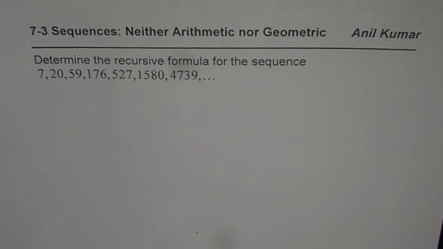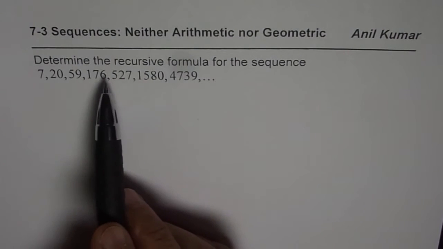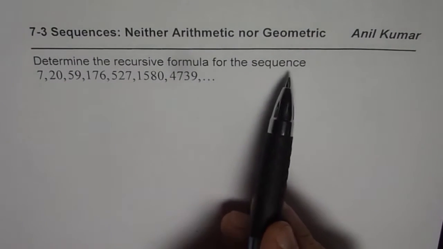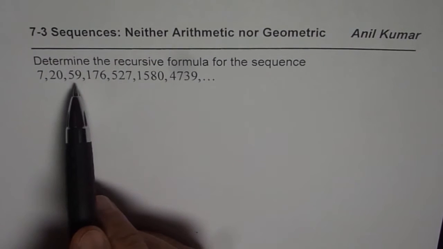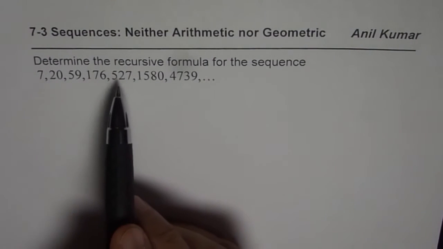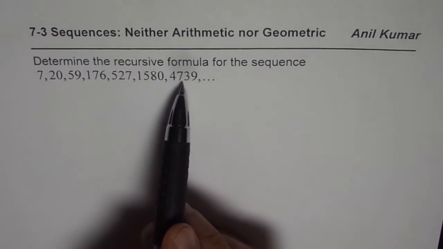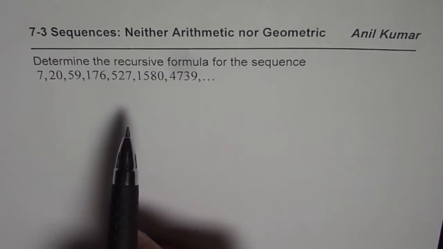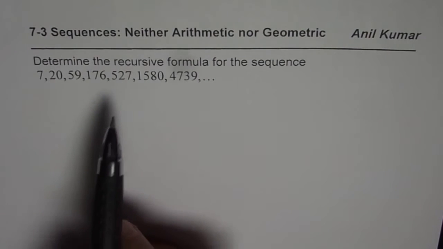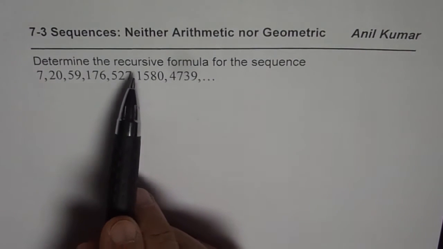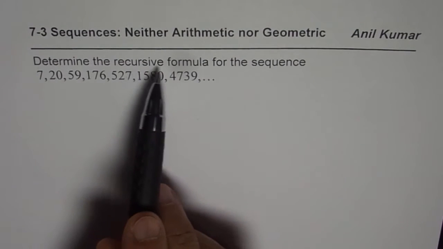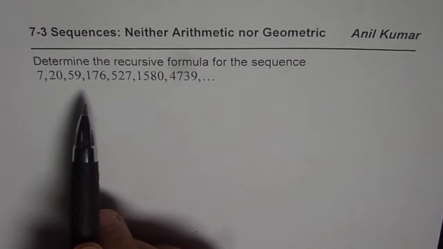I'm Anil Kumar, and in this video we'll explore discrete sequences which are neither arithmetic nor geometric. The question here is, determine the recursive formula for the sequence 7, 20, 59, 176, 527, 1580, 4739 and so on. So that is the question given to us. We need to find the recursive formula. Recursive formula means we have to write a formula which relates to the previous term.